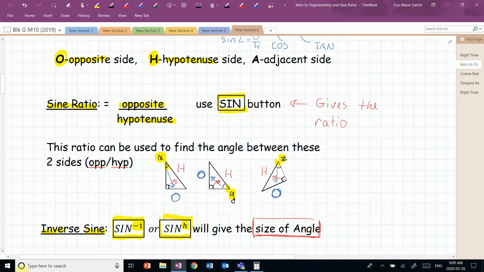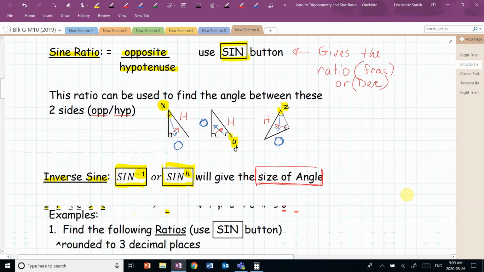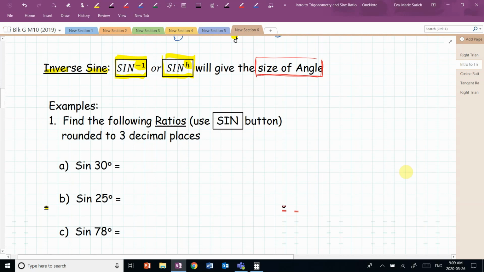The sine button, if we go back here, gives a ratio which is either a fraction or a decimal, okay? And on this inverse sine, it gives us the angle. So sine gives us the ratio, and the inverse of sine gives us the angle. Okay, hopefully that's going to make more sense as we go through some examples.